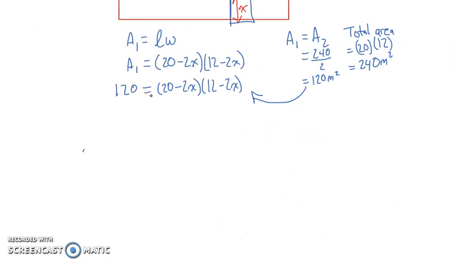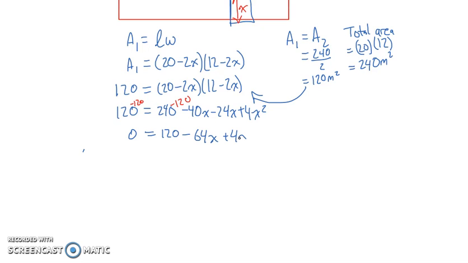So now what we have is something that we can expand and put in that ax squared plus bx plus c form. I get 120. I'm going to keep that there for now. I'm going to expand this out. Using FOIL, I get 240 minus 40x minus 24x plus 4x squared. And what I can do now is if I subtract 120 from both sides, I can bring that to the right side. And so I get 0 is equal to 120 minus 64x plus 4x squared.